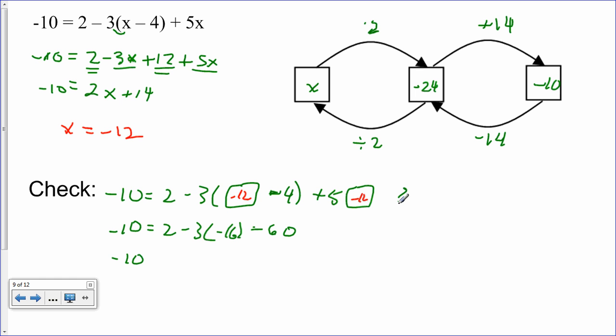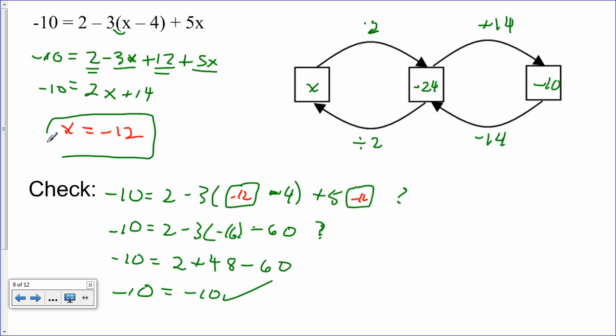Remember, we're wondering, are these equal? All right. 2 minus 3 times negative 16, that's 2 minus negative 48. That's 2 plus 48. Looking good. Negative 10 equals 2 plus 48 is 50, and 50 minus 60 is indeed negative 10. So that is indeed it, the number in the bucket was negative 12.